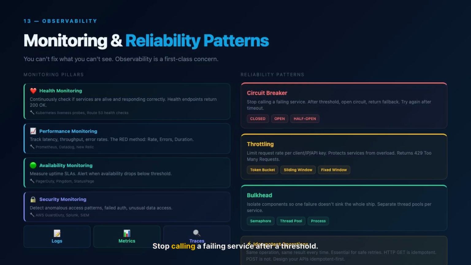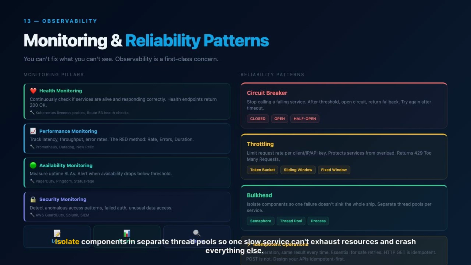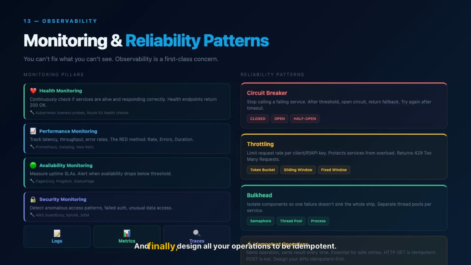Circuit breaker: stop calling a failing service after a threshold, return fallbacks, retry after a timeout. Throttling: limit request rates per client with token bucket or sliding window algorithms. Return 429 Too Many Requests. Bulkhead: isolate components in separate thread pools so one slow service can't exhaust resources and crash everything else. And finally, design all your operations to be idempotent. The same call should produce the same result every time, enabling safe retries without side effects.